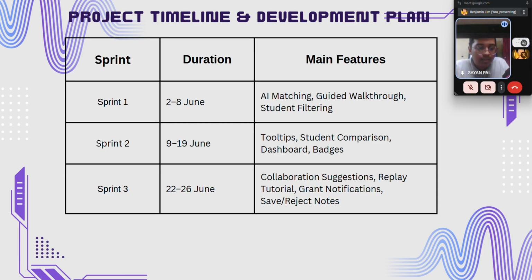To manage the development efficiently, our team adopted Scrum methodology and divided the project into three sprints over 21 days. Sprint 1 focused on the core AI matching and onboarding features. Sprint 2 introduced evaluation tools and engagement features, while Sprint 3 completed the remaining functionalities, including collaboration suggestions, replay tutorials, grant notifications, and save or reject actions. This iterative approach allowed us to deliver proposed enhancements in a structured and manageable way.